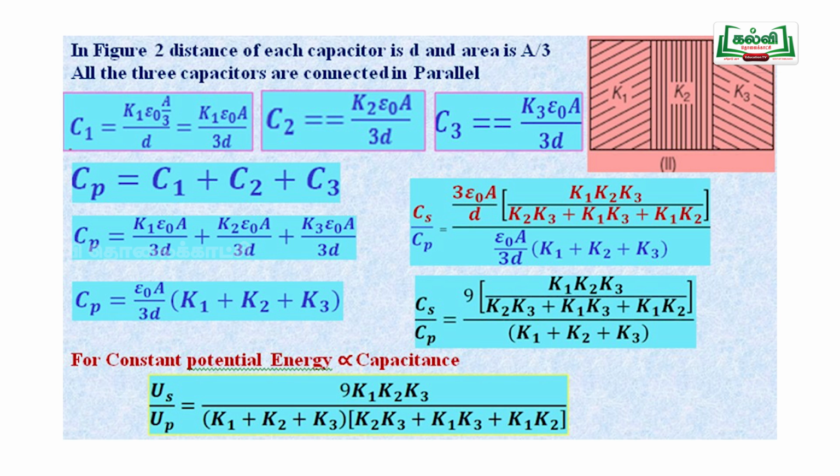Now, we will find out what is Cs by Cp. We have already found Cs and we have already found Cp. You divide these 2, and the ratio of Cs and Cp, I am getting this answer, 9 into K1 K2 K3 by this denominator, whole divided by K1 plus K2 plus K3. The question asks what is the ratio of the energy stored in these two circuits. Energy you know very well, they are given a constant potential. For constant potential, what formula is used? U is equal to half C V square. So, energy is directly proportional to capacitance. So, Us by Up is equal to Cs by Cp, which is nothing but this answer.